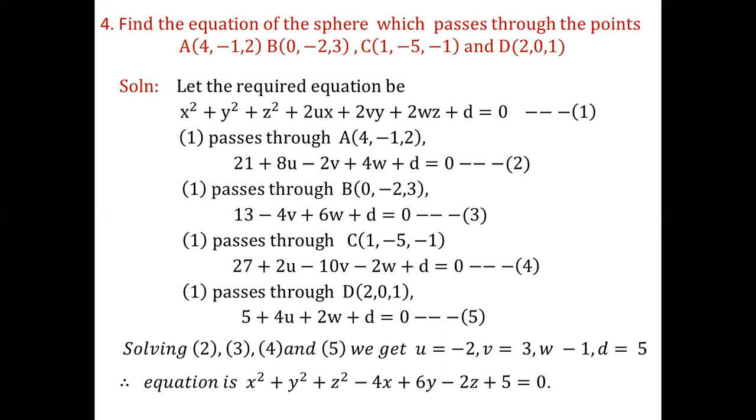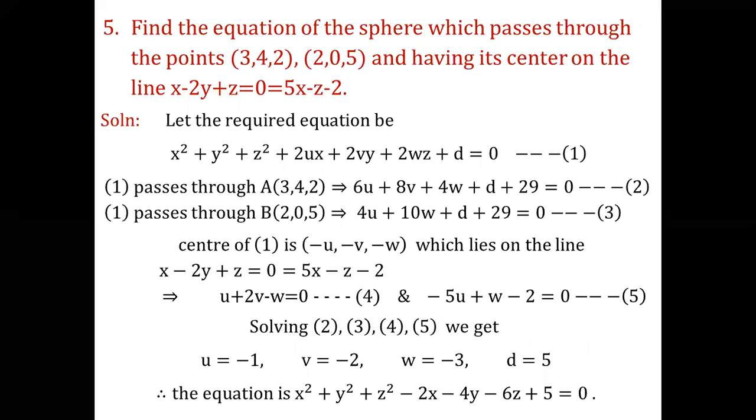So after solving this, you are going to get the values of u, v, w and d as -2, 3, -1 and 5 respectively. So substituting these values in equation 1, the equation of the required sphere will become x² + y² + z² - 4x + 6y - 2z + 5 = 0.